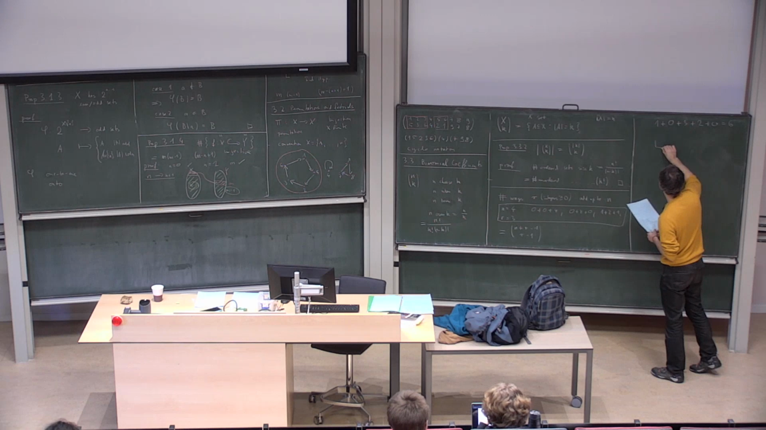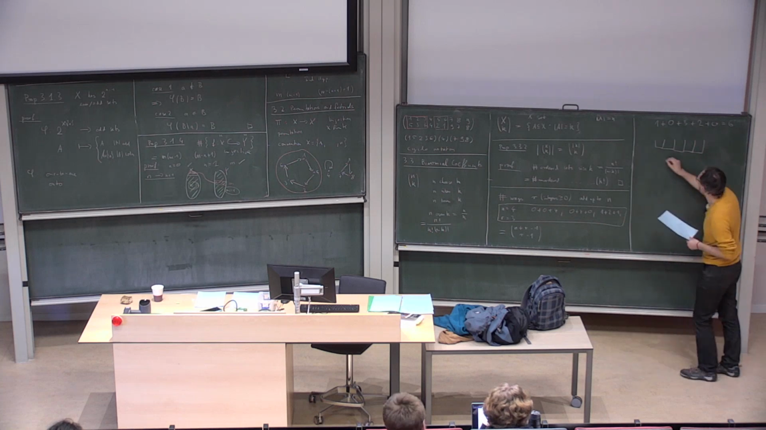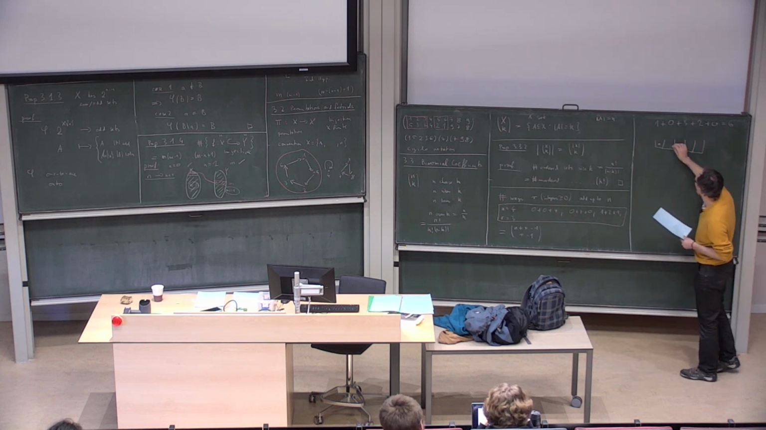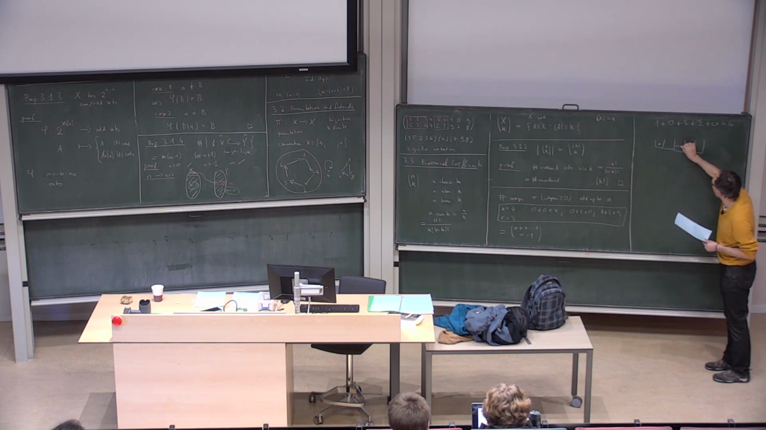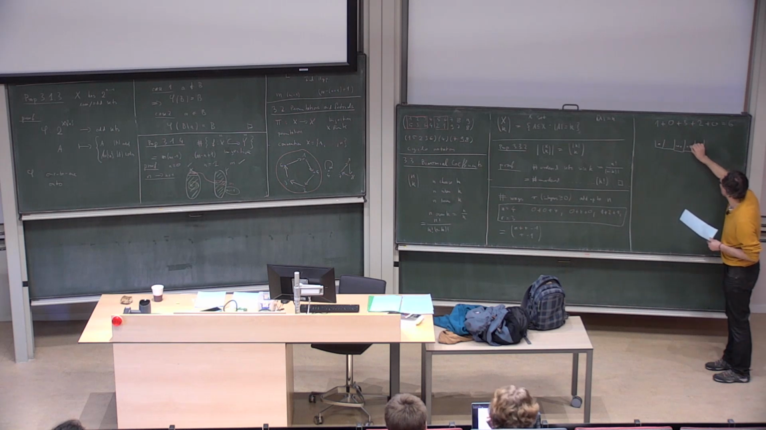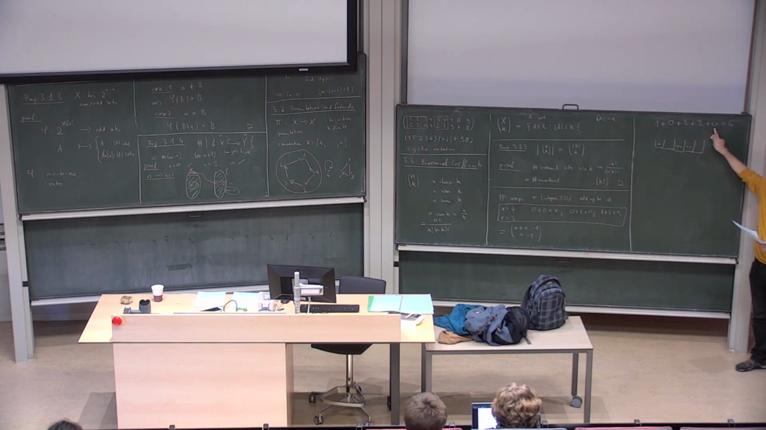So let me draw those 5 boxes. 1, 2, 3, 4, 5. And here I put in 1. Here that box stays empty. This box I put in 3 guys. This box I put 2 guys. And this box stays empty again. Just a different way of representing that thing, right?